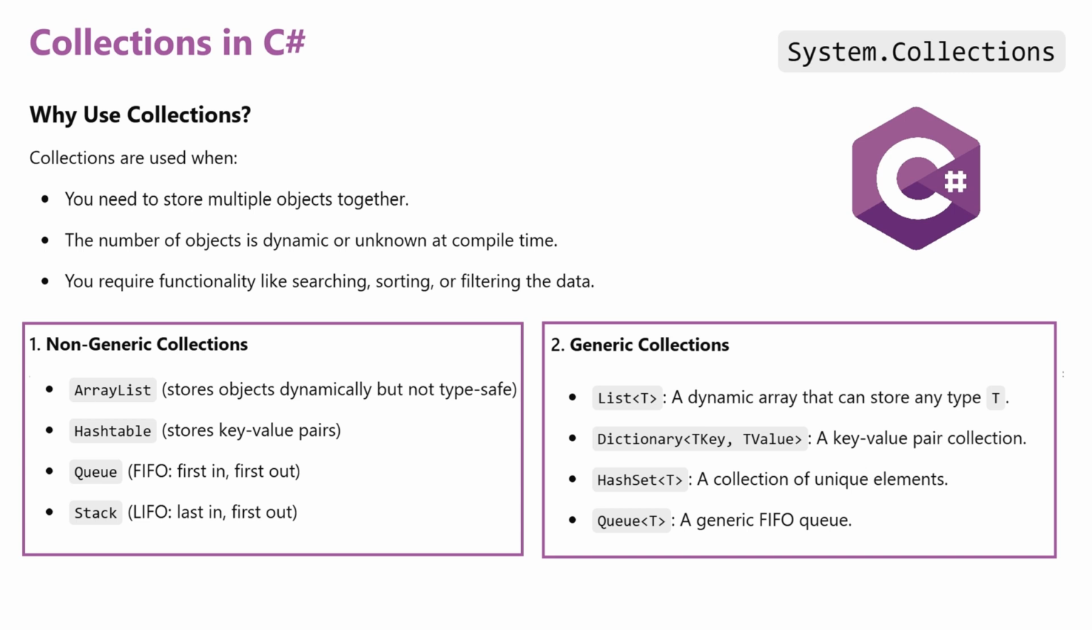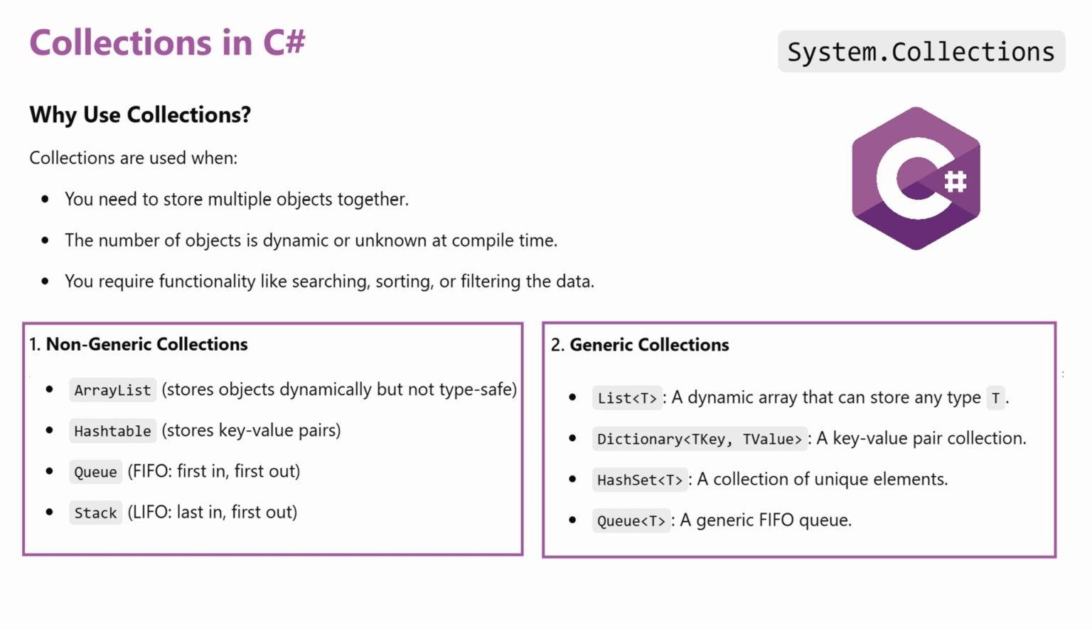Generic collections, on the other hand, are type safe, meaning that you can specify the type of objects they store, which improves performance and reduces runtime errors. Examples of generic collections: you'll have List, which you will use a lot in your programs. You have Dictionary, a key value pair collection, HashSet, a collection of unique elements, Queue, a generic FIFO queue, and Stack of type T, where T is a class or an object or a type, which is a generic LIFO stack.